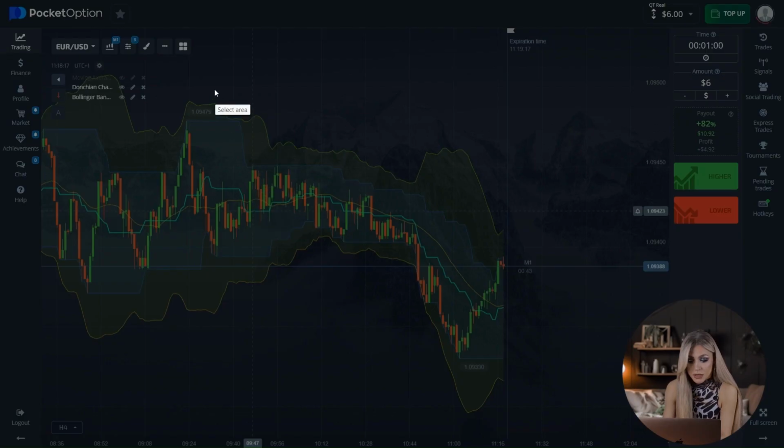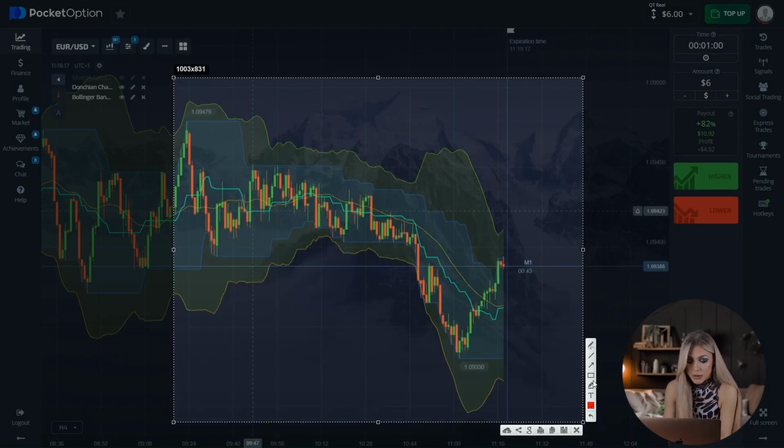For example, here's a good case. When the lower boundary of the Donchian is breached and the chart touches both the lower Bollinger band and the lower Donchian channel at the same time, it signals potential growth. In this instance, the touch didn't fully happen, but the chart was close to it. Let me just draw an arrow elsewhere for clarity. But in such moments, you can also trade upward, depending on the situation.